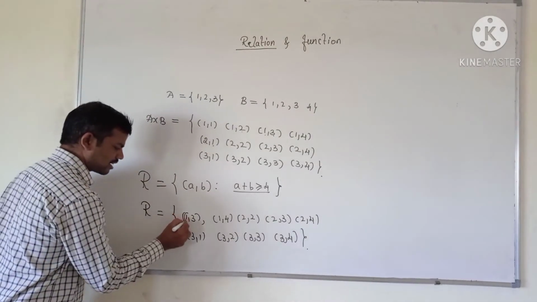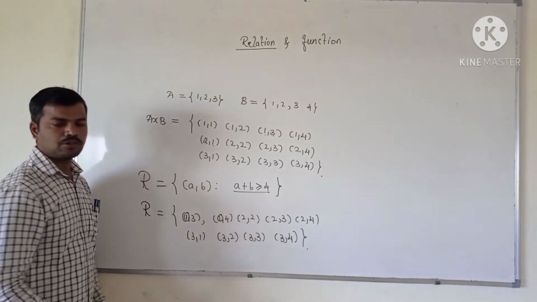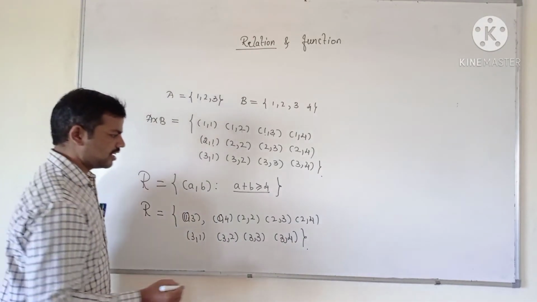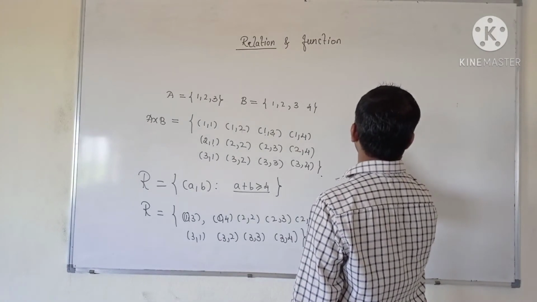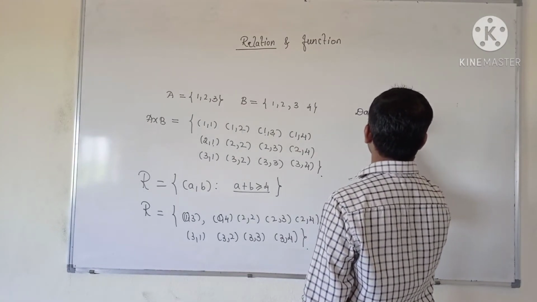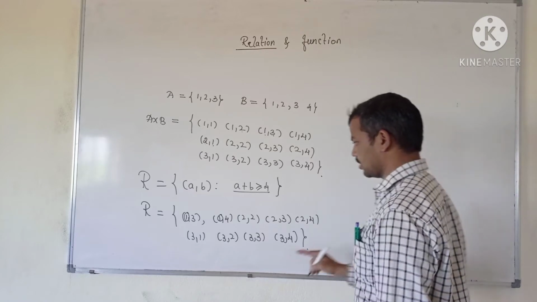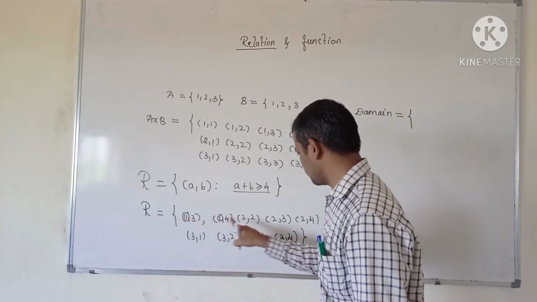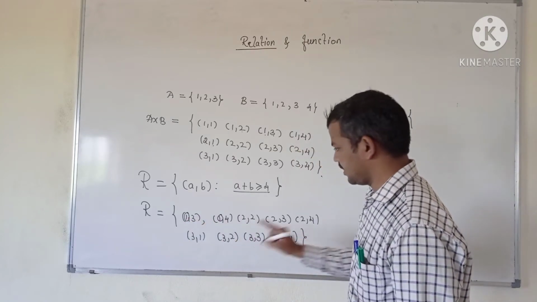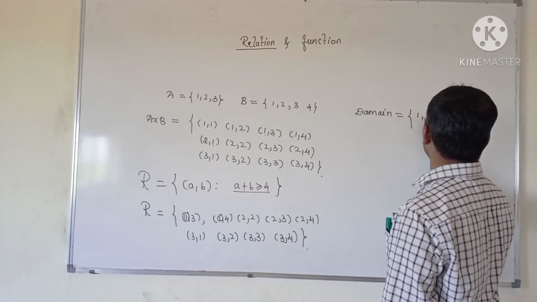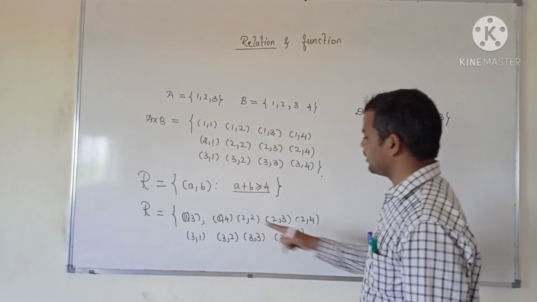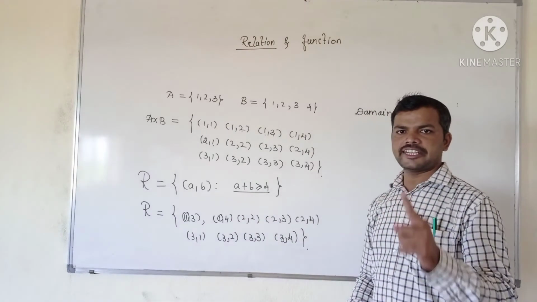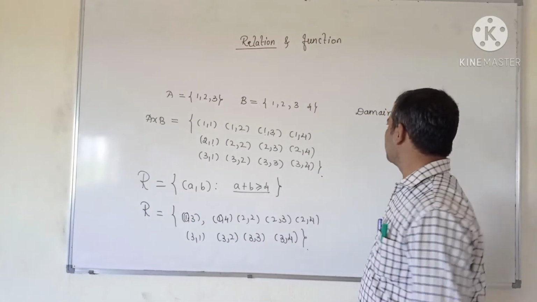The collection of first elements is called the domain. Domain is equal to the collection of all the first elements. Which are the first elements? 1, 2 and 3. The first elements are over. Repeated elements, whenever we are writing this set, we write only one of them.